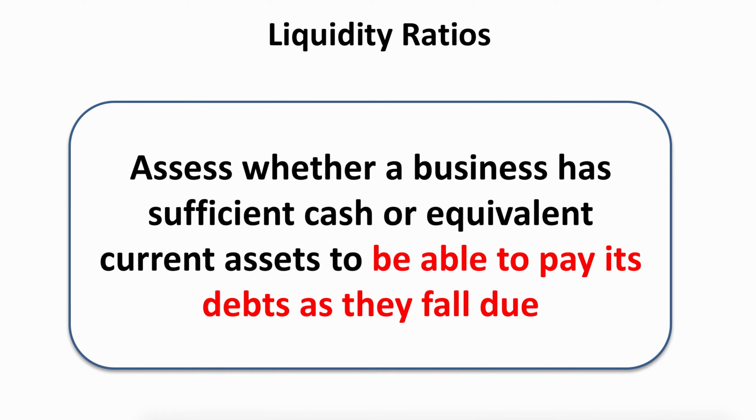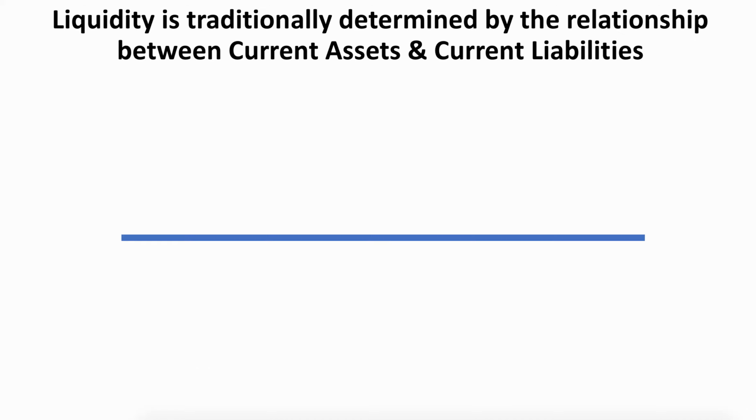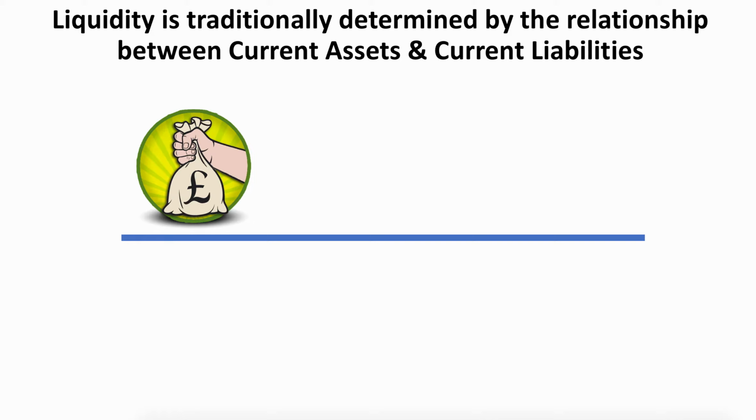Let's move on now to spend a few minutes thinking about liquidity ratios. And as we've mentioned at the start of the video, liquidity is all about cash. Has the business got enough cash to be able to pay its debts, its liabilities, its creditors as they fall due? And this is where we explore the relationship between the business's assets and the business's liabilities, and in particular, what are known as current assets and current liabilities. Let's just take a quick minute to review what these are in case this isn't familiar to you or you've forgotten what current assets and current liabilities are.